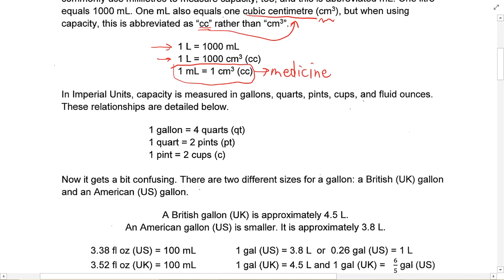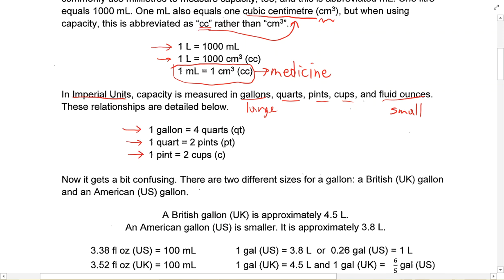So we also have some imperial units. For imperial units, it's gallons, quarts, pints, cups, and fluid ounces. This is from your large capacity to your small capacity. You can see 1 gallon is the largest. It's 4 quarts, and then 1 quart is 2 pints, and then 1 pint is 2 cups. That's how they work themselves down.